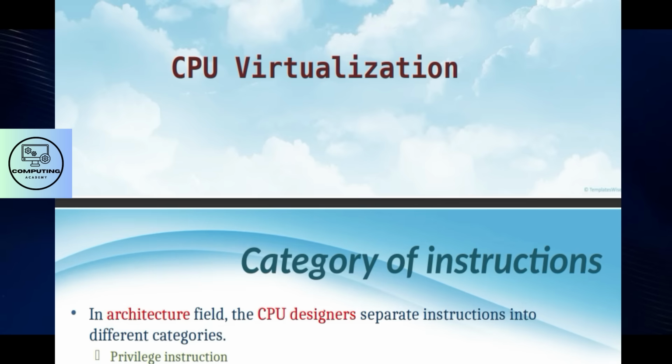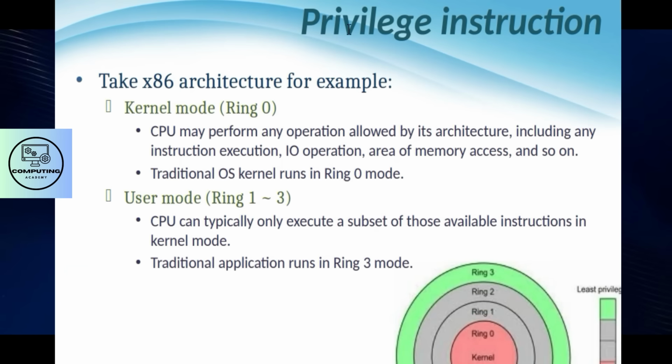Now we have privileged instruction. Let's talk about it in detail. First of all, take x86 architecture for example. Now we will talk about it in kernel mode, which is ring 0, and then in user mode, which is ring 1, 2, 3. First of all, let's talk about the kernel mode. CPU may perform any operation allowed by its architecture, including any instruction execution, I/O operation, area of memory access, and so on. Traditional OS kernel runs in ring 0 mode.